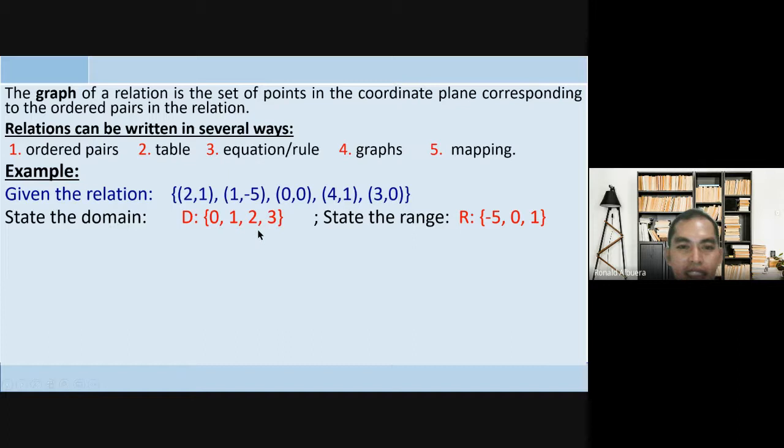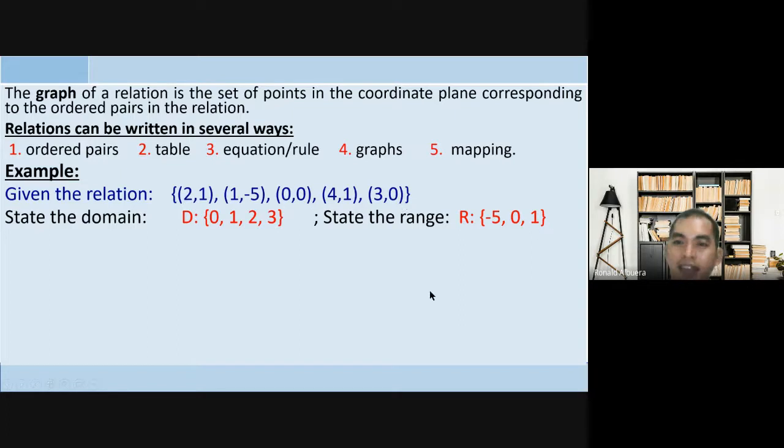This one is referring to the first component. The first set of values, we have 2, 1, 0, 4, 3. And the range is referring to the second component or second set of values. We have 1, -5, 0, 1, 0.